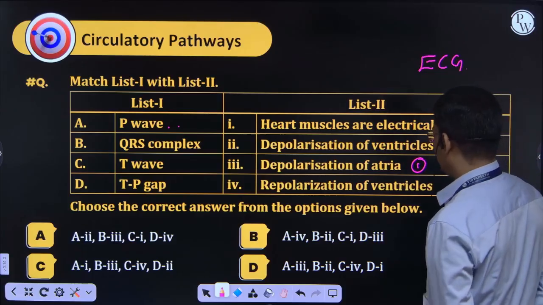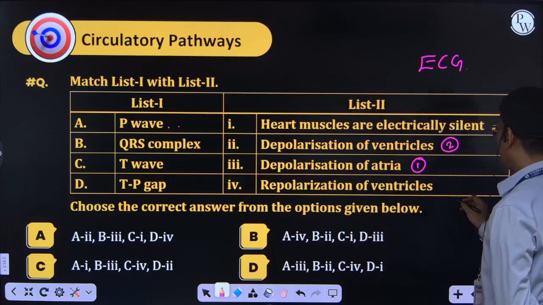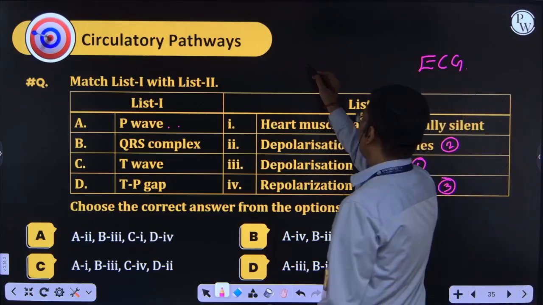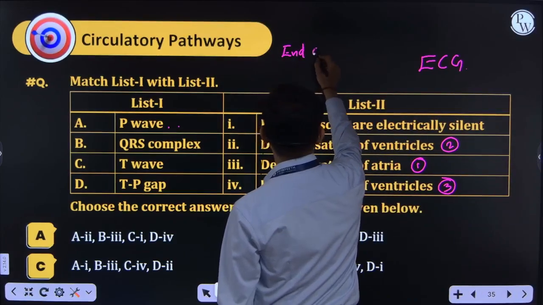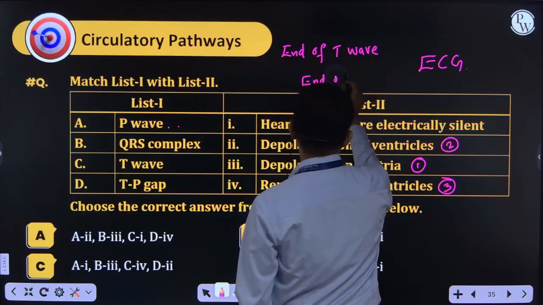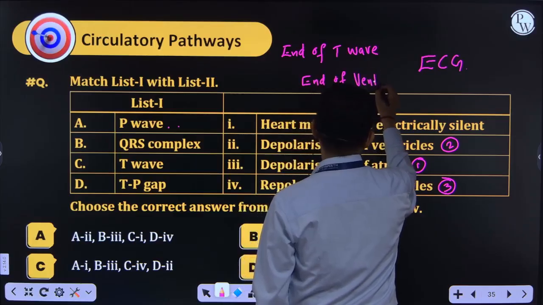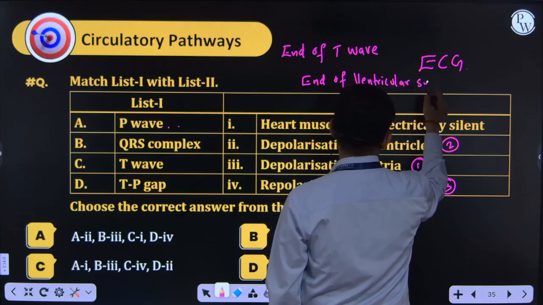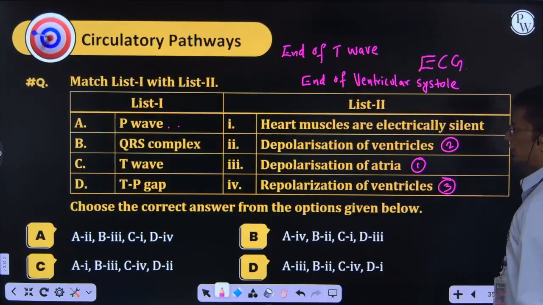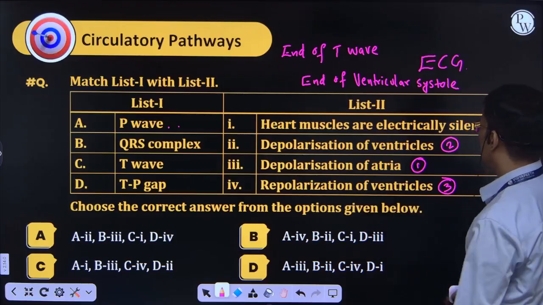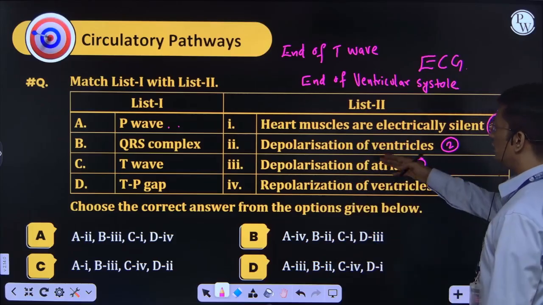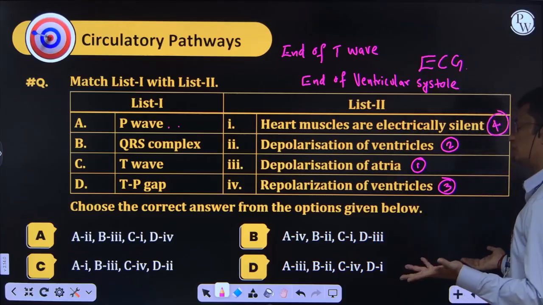T wave is the repolarization of ventricle. What does the end of T wave indicate? End of T wave indicates the end of ventricular systole. So here T wave is this. TP gap, heart muscles are electrically silent. So here all the heart chambers are silent, which means which phase?